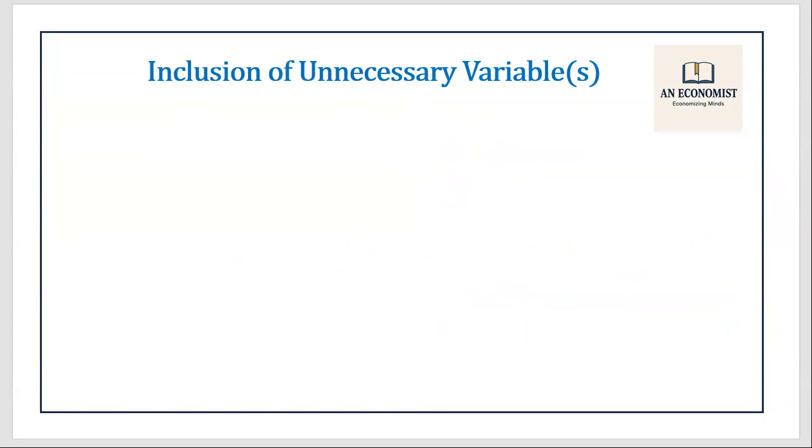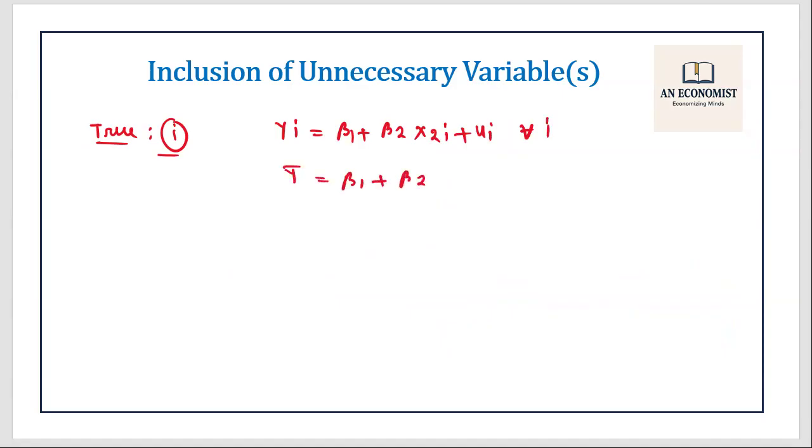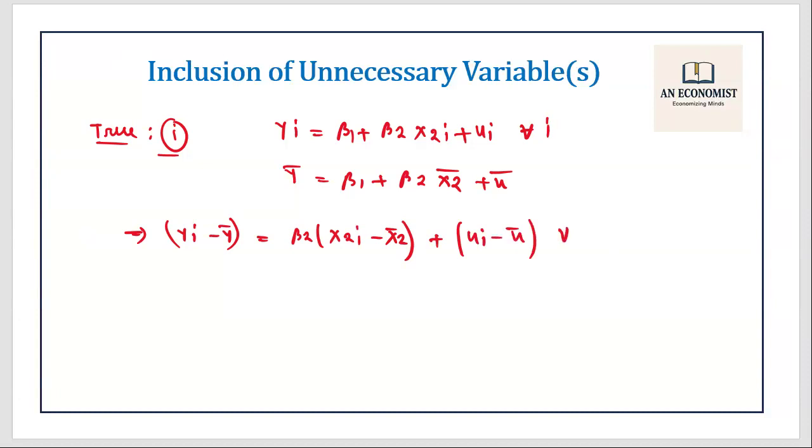So what we will do, firstly, we will convert our true model into the deviation form. So the true model, that is model number 1, looks like this: yi equals beta 1 plus beta 2 x2i plus ui. This is the simple model we have for all i from 1 to n. Now y bar will be what? Beta 1 plus beta 2 x2 bar plus u bar. Now if you take the deviation yi minus y bar, this beta 1 will cancel out and you will be left with beta 2 times x2i minus x2 bar, plus ui minus u bar, for all i.